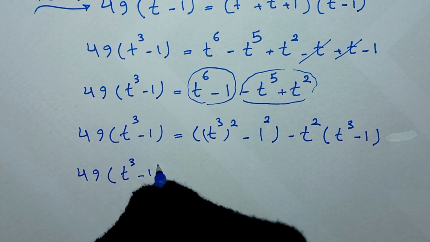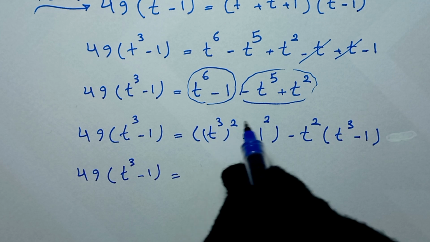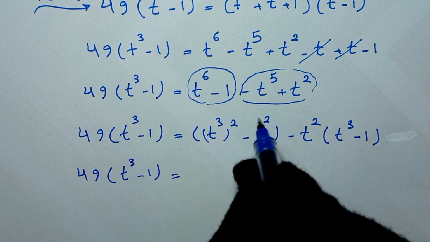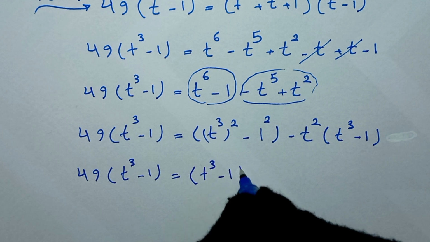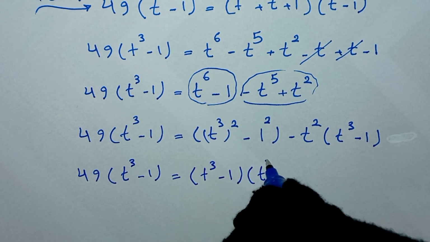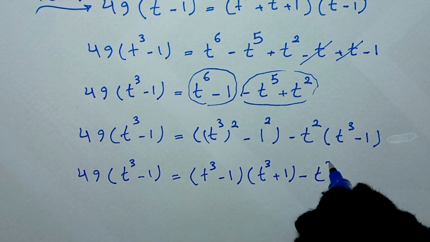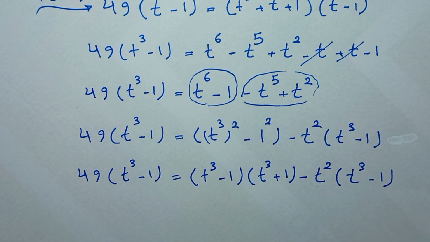And in next step, we have 49 times t cubed minus 1 is equal to, in here, we have difference of 2 squares, right? t cubed to power of 2 minus 1 to power of 2. And we can write this as t cubed minus 1 times t cubed plus 1, right? And minus t squared times t cubed minus 1.